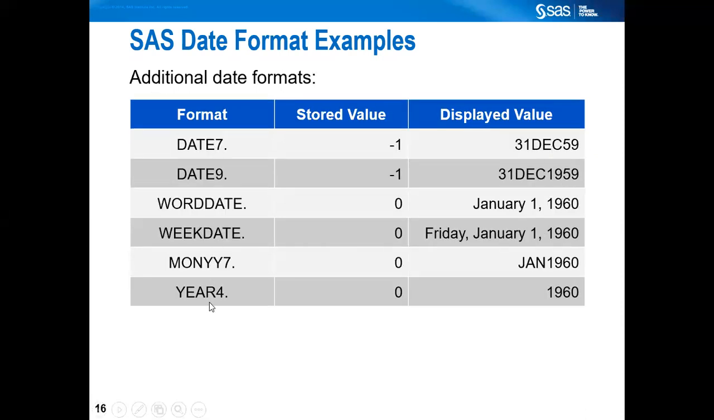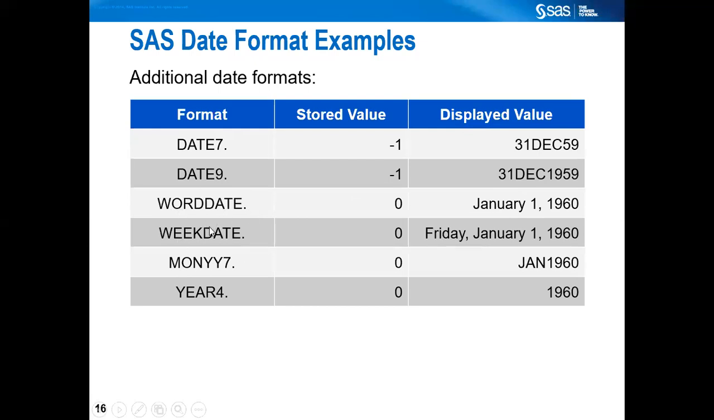These are some of the examples, which are date 7 dot, date 9 dot, worddate dot. Now worddate dot will display the value in words for the month, the day, comma, and the year. So this format is worddate dot.